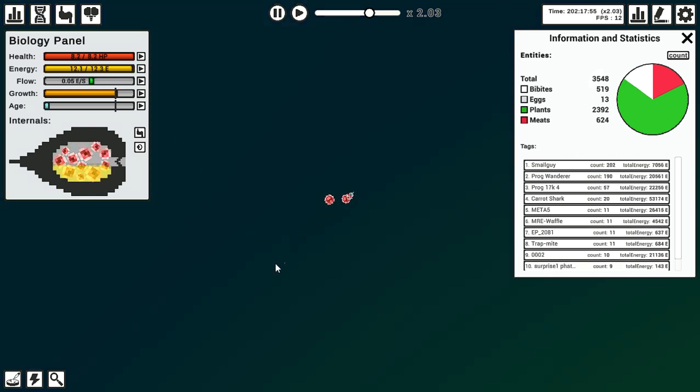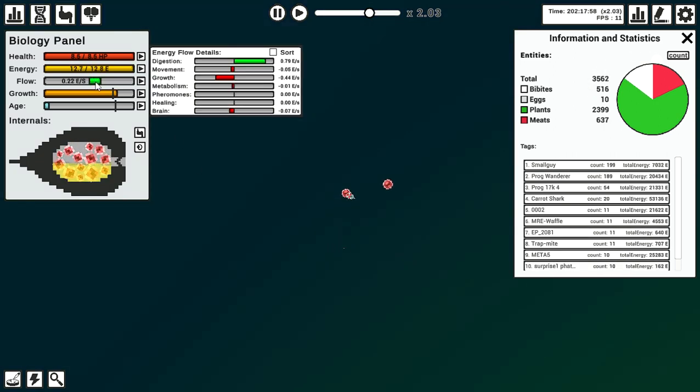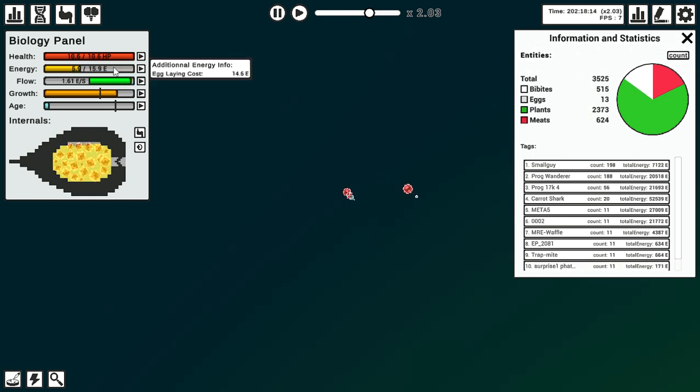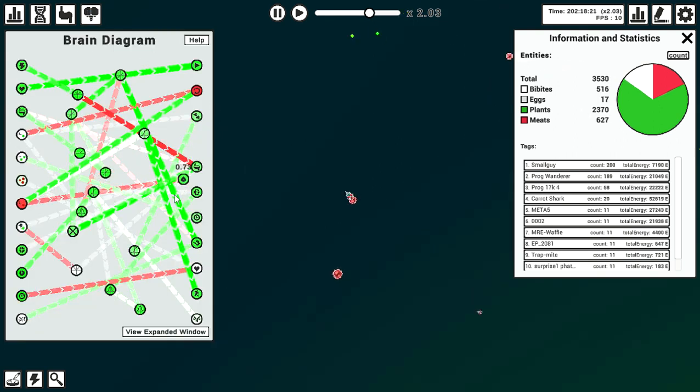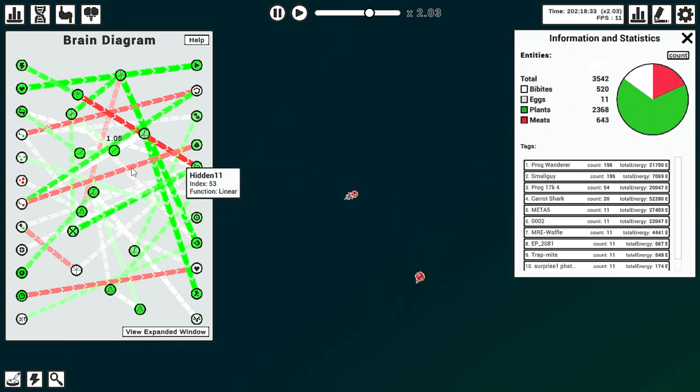Surprise1. It has found the meat, it is consuming the meat, and it is growing, not necessarily rapidly. 0.4 energy per second is not huge growth. Egg size is 14.6, so it's going to lay early and it's going to lay often. We have a single red modifier in egg want to lay with a strength of -1.32 from meat angle, which is an interesting choice.